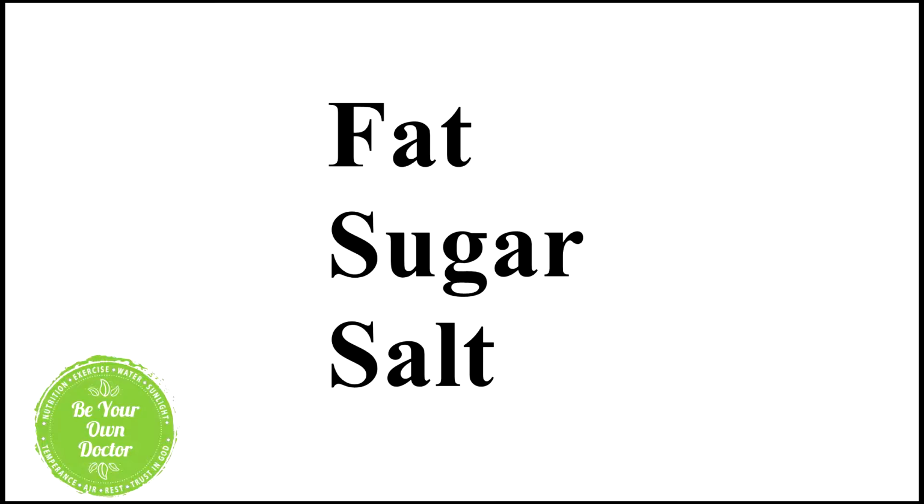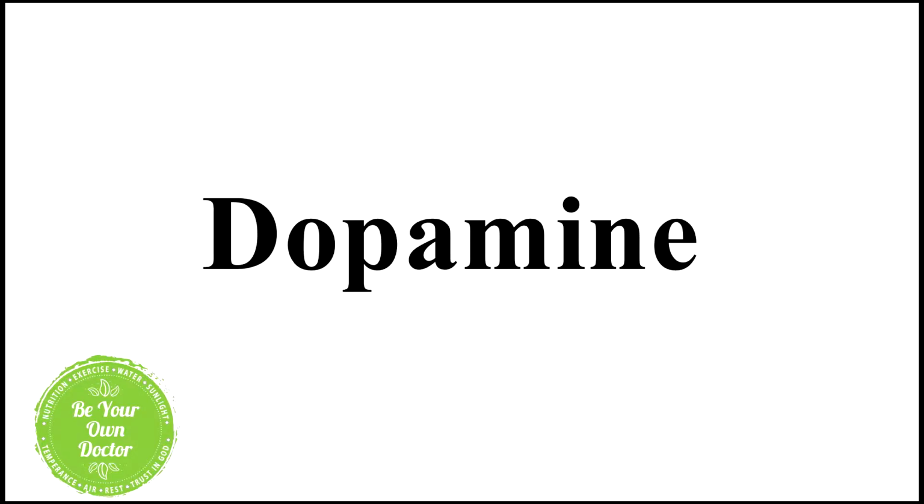Once ingested, fat, sugar, and salt seem to reduce the stress response and the overall stress, by increasing the level of another hormone called dopamine. Okay, fat, sugar, and salt, as you consume them, can actually cause the release of dopamine. Dopamine is just the opposite of the stress hormone. It is called the pleasure hormone.